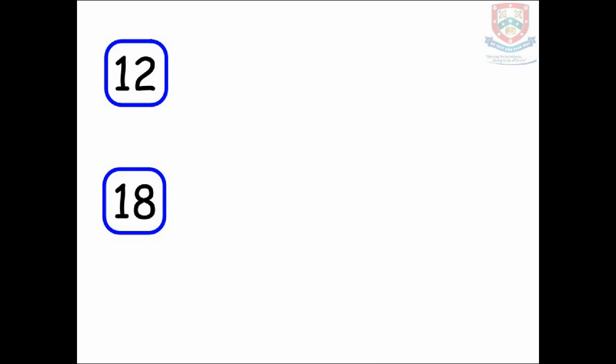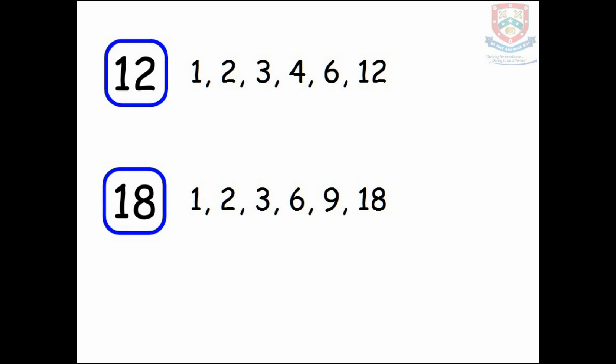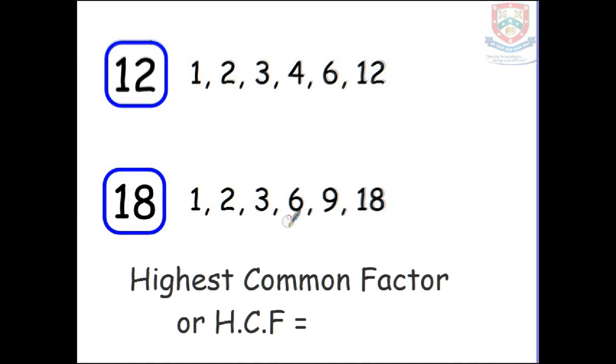So now let's look at the highest common factor. We're going to still be looking at factors for 2 different numbers. So here are all the factors for 12 and 18. And what we're looking for is the highest common factor, or HCF. So we're looking for the highest or the biggest number which is common to both lists of factors in both lists. These can be abbreviated just as HCF.